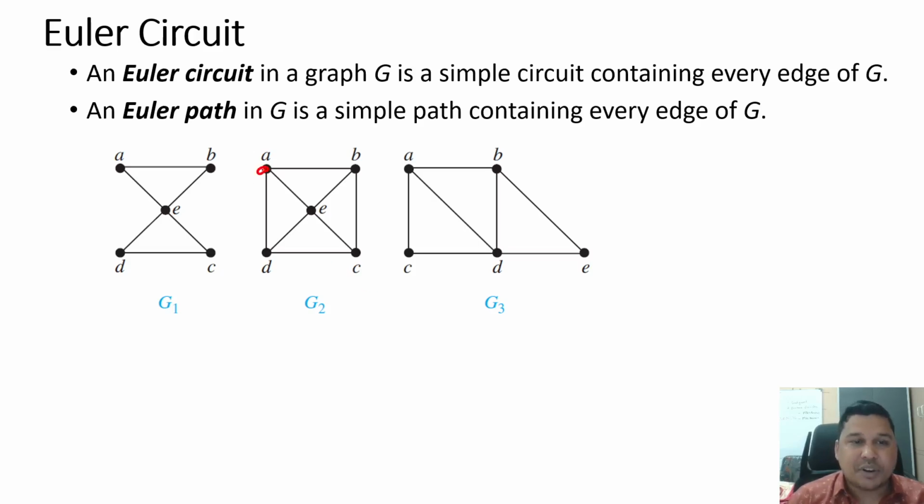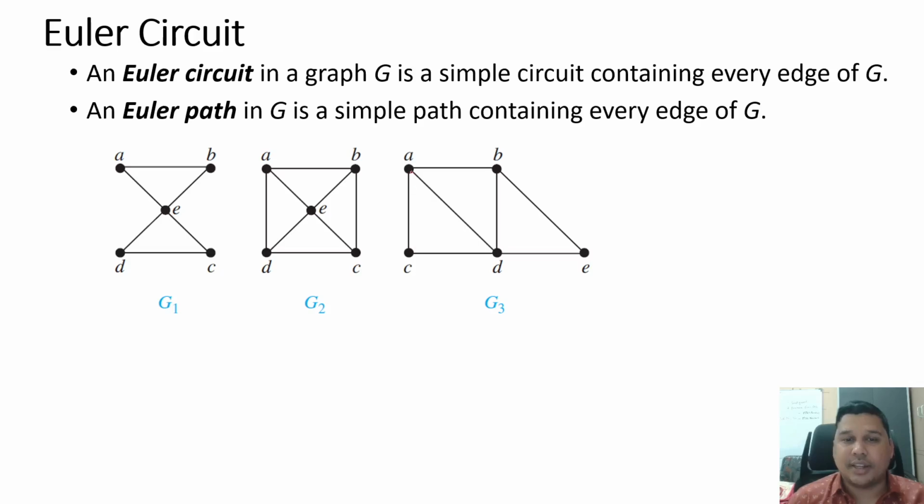So if I start from A, if I come to D and then to E, then here, then this way, then this way. But from here, either I can go this side or I can go this side. I cannot go both directions. So there is no path. G2 has no Euler path. If G2 has no Euler path, it means there exists no Euler circuit also. Let's take G3. So there is no Euler path, therefore no Euler circuit also.